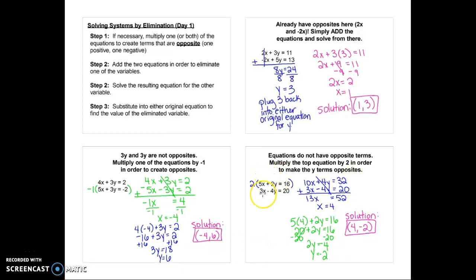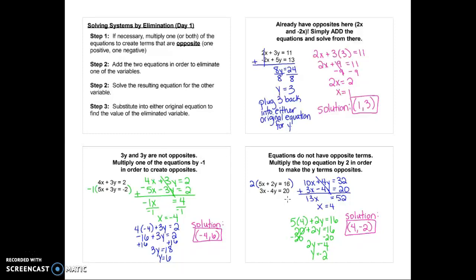Right, another example. So if you look at the initial equations that we are given, we have 5x plus 2y equals 16. Our second equation is 3x minus 4y equals 20. So I don't have anything that's already opposites of each other. Okay, so I can't jump straight to step 2. I have to do step 1 first. But I also don't even have anything that's the same coefficient, the same number in front of the variables.